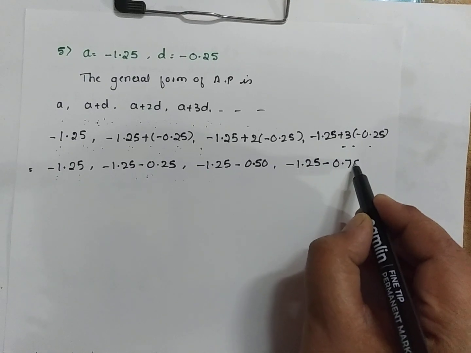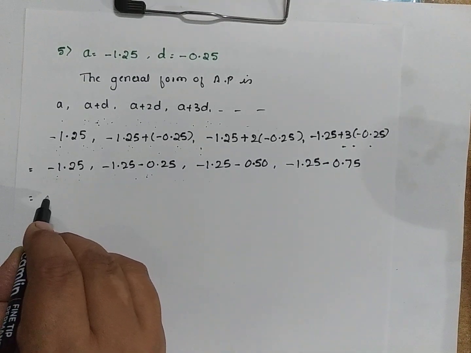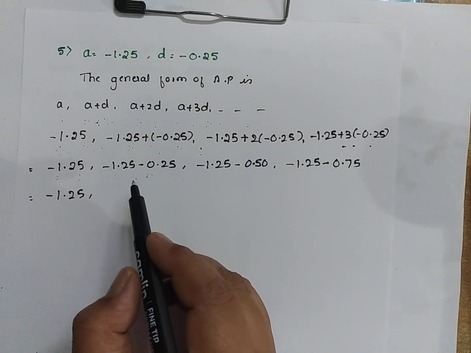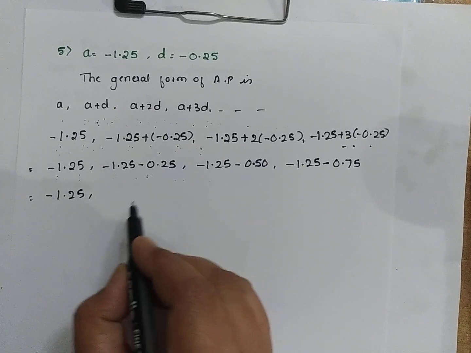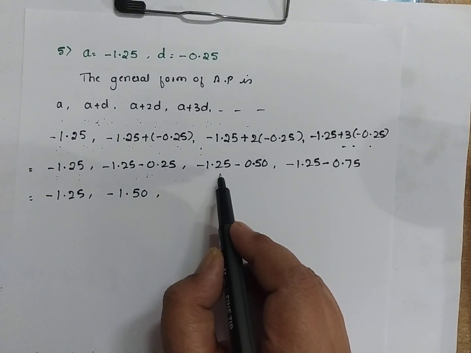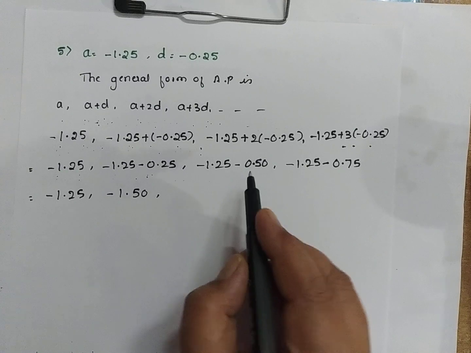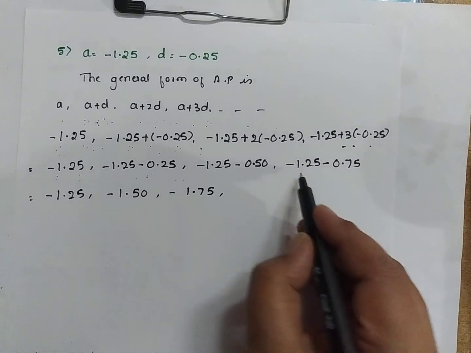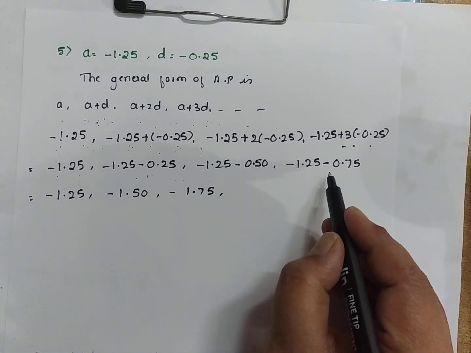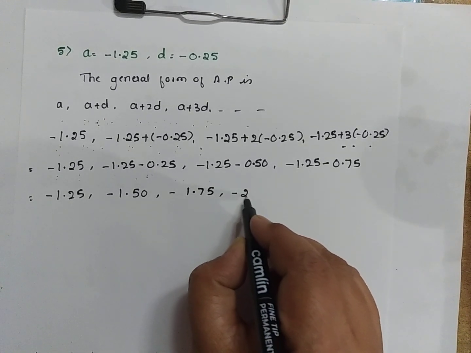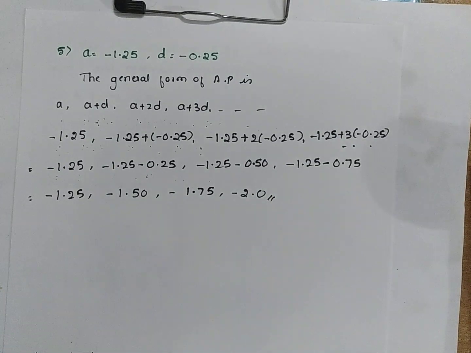It becomes 0.75. Now coming to the final step, that is minus 1.25, minus 1.25 and minus 0.25. Add: minus 1.50, and minus 1.25 and minus 0.50, you add and write the minus sign, that is minus 1.75. And this is minus 1.25 plus and minus, means you add these two terms, and the answer will be minus 2.0. So this is the required expression.